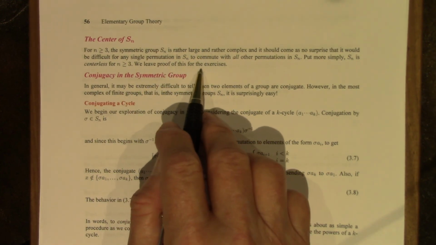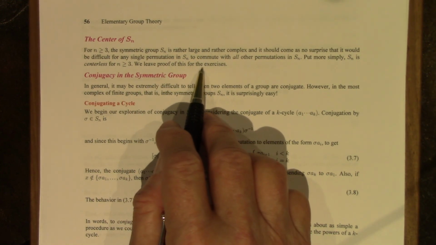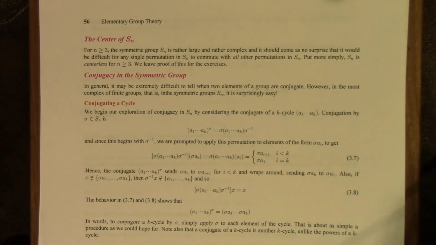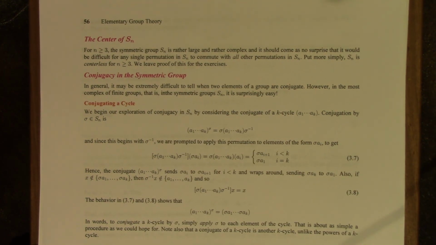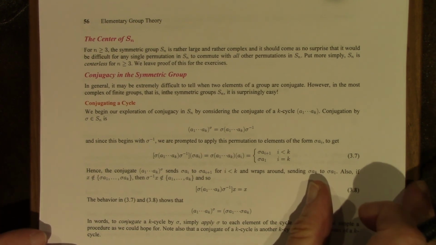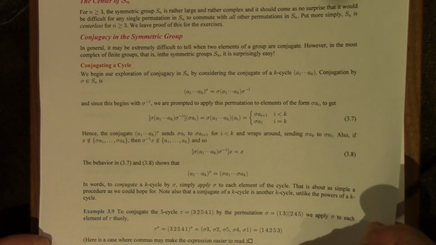And I'm leaving that as an exercise. Shouldn't be too bad. All you have to do is produce 2 permutations that don't commute. And you can do that with cycles. And I shouldn't be giving that away.